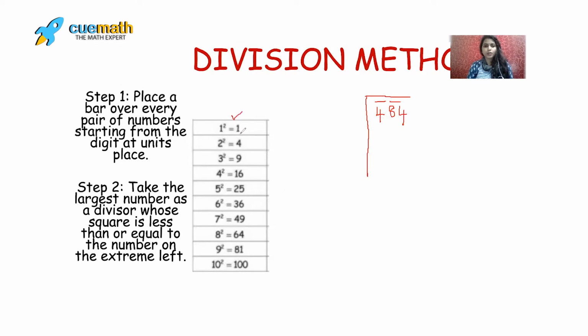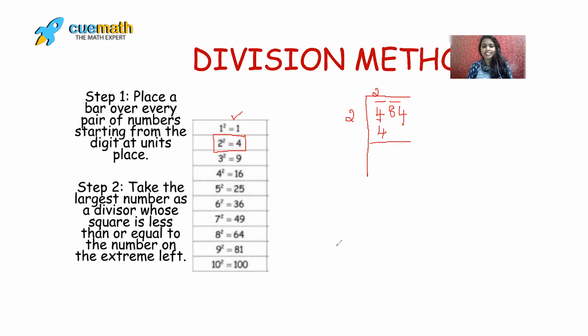1 square will be equal to 1, 2 square will be equal to 4, 3 square is equal to 9, all of the square numbers. So 4 square is equal to 16. Now 4 exactly comes for 2 square. So here what we are going to do is 2 times 2 will give me 4. Are you clear until this step?